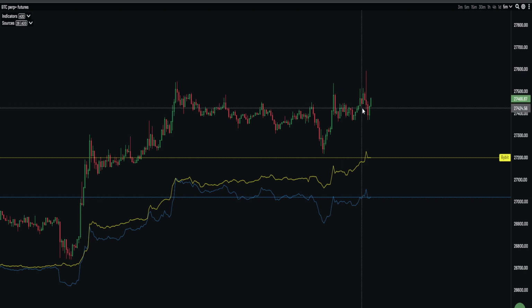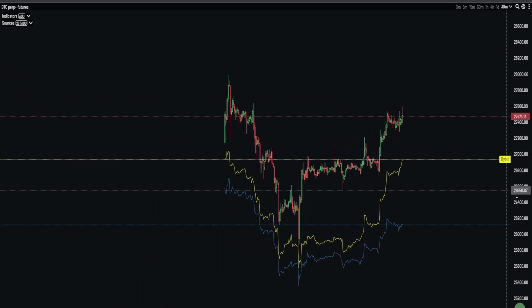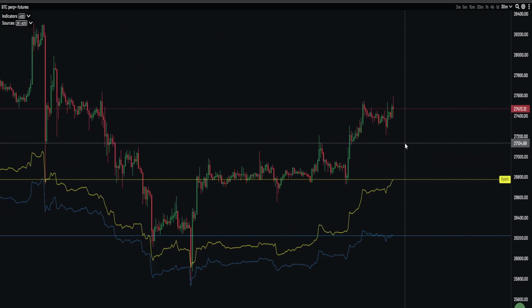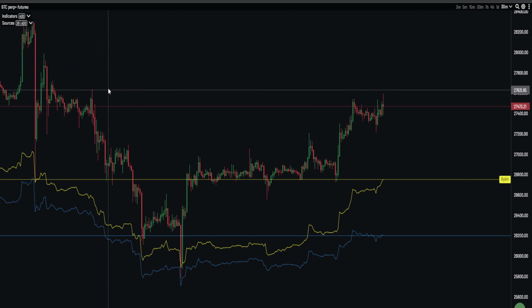Nothing too crazy. We just made a new high over here, so there are no bearish nor bullish divergences. But if I go to the 30-minute, I remember I did want to show you something. What you're seeing is a range on the left side of the CVD chart, and you see the high that we made at the moment.